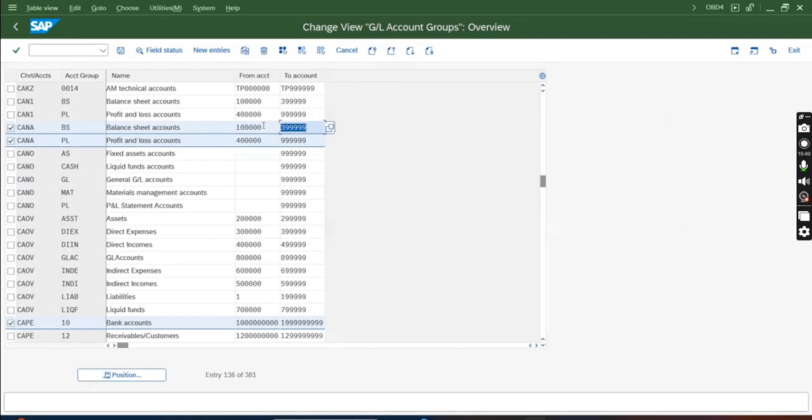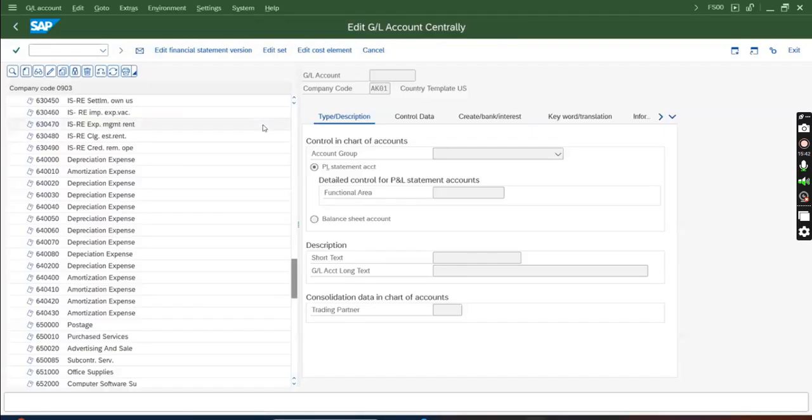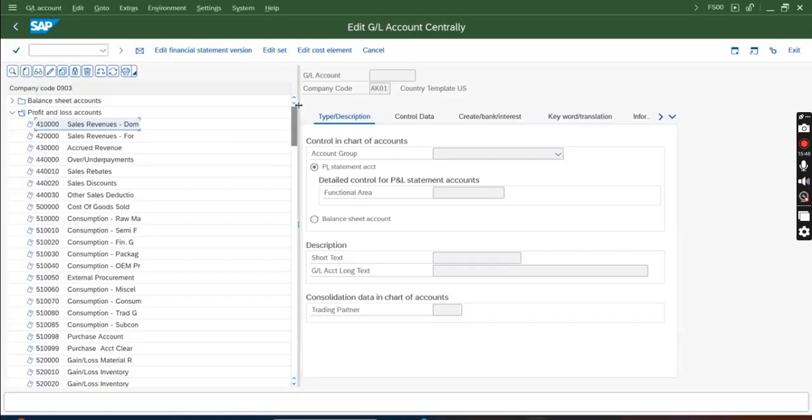Now let's understand. I will explain one GL account, because we need to create quite a few GL accounts, at least 20 GL accounts in our entire FICO course. So for that I need to explain the GL account master data screen. Let me explain one GL account, say sales revenue. Double click on the GL account from the left hand side, and you will see on the right hand side the GL account and company code.